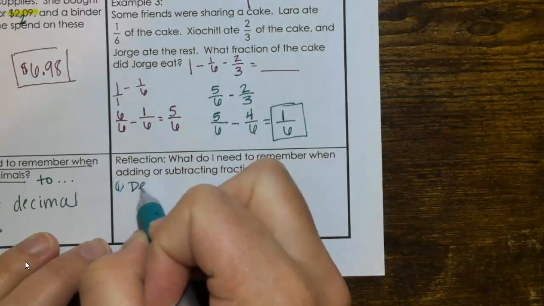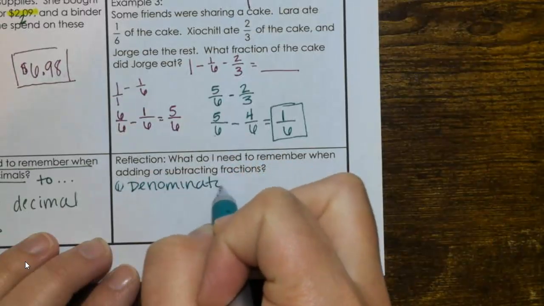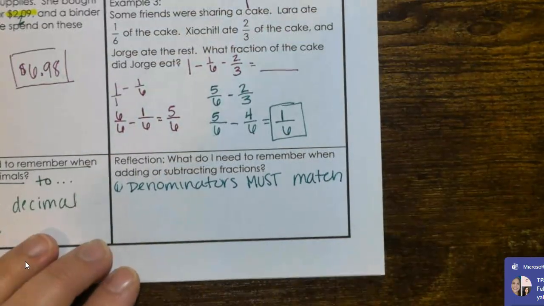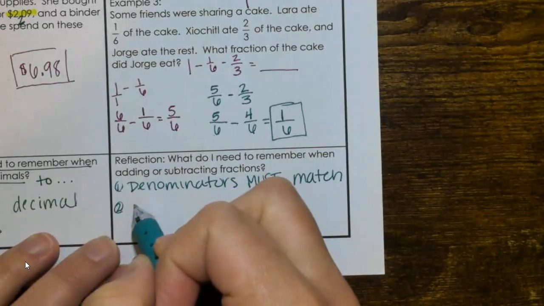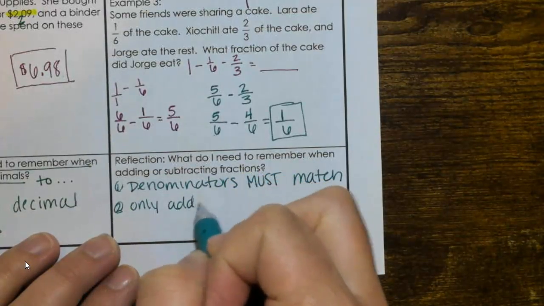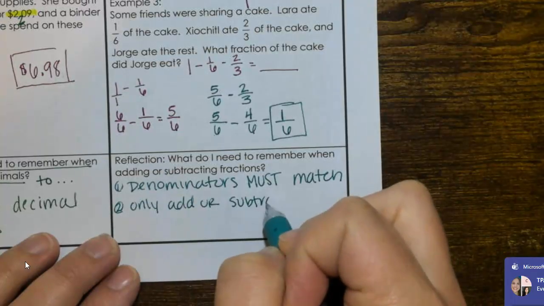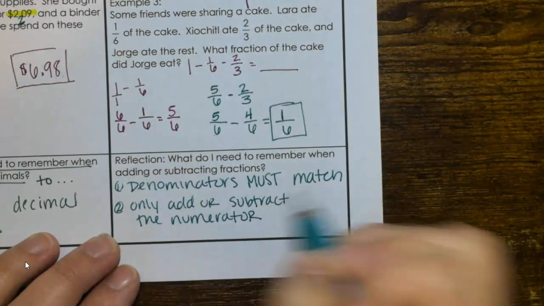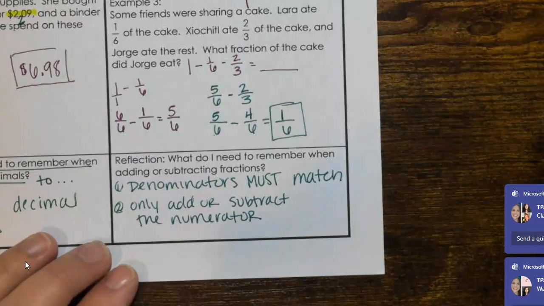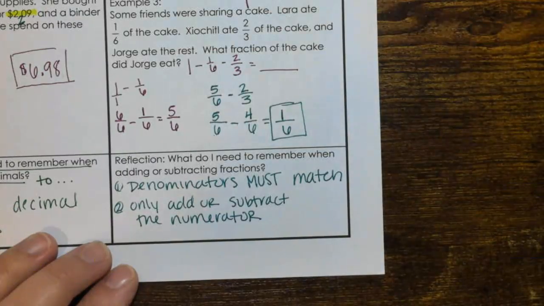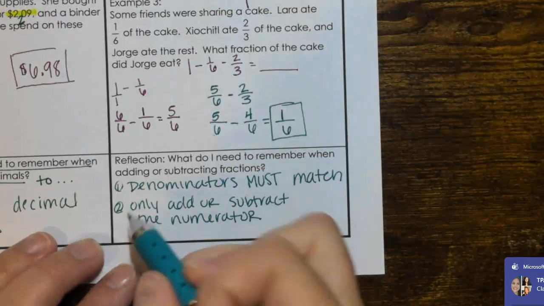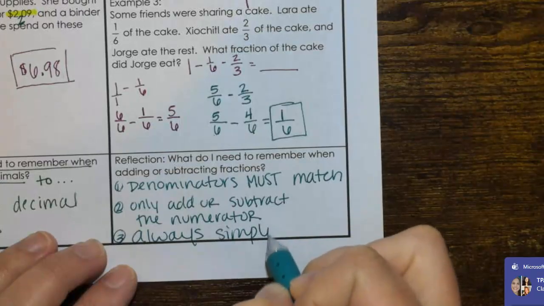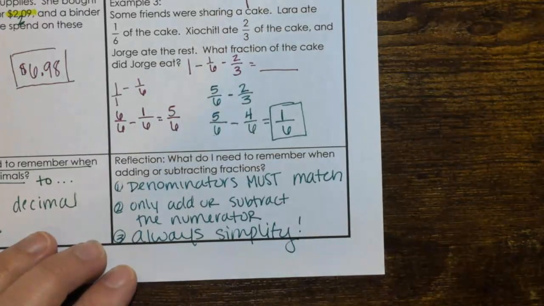Number 1, denominators must match. Number 2, we only add or subtract the numerator. My denominator, once my denominators match, I don't change them again. They just stay. And number 3, always simplify. Always. Okay?